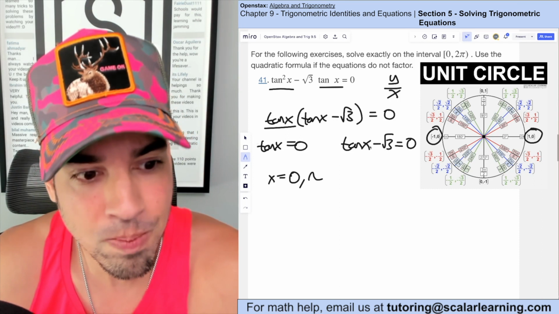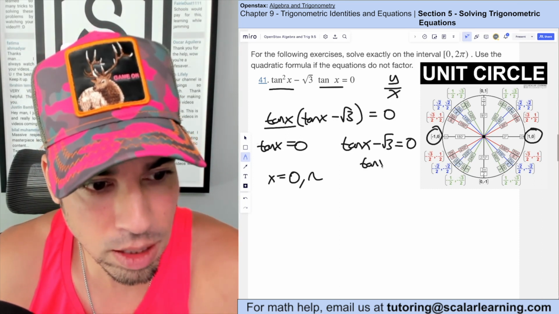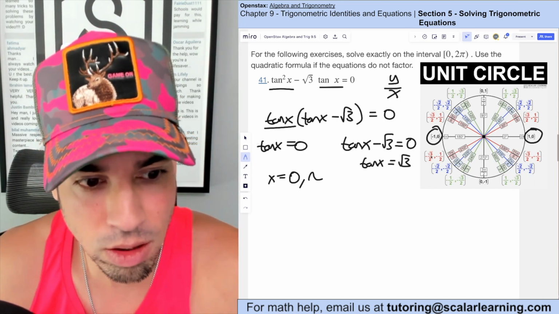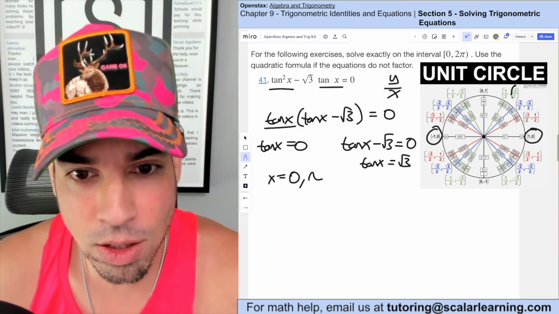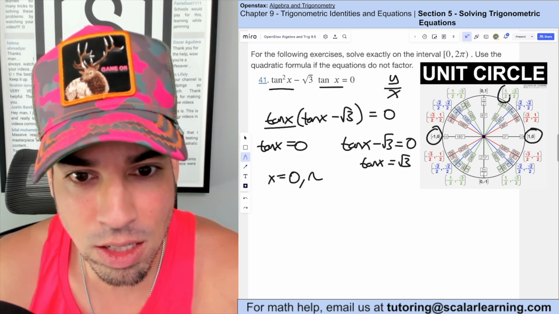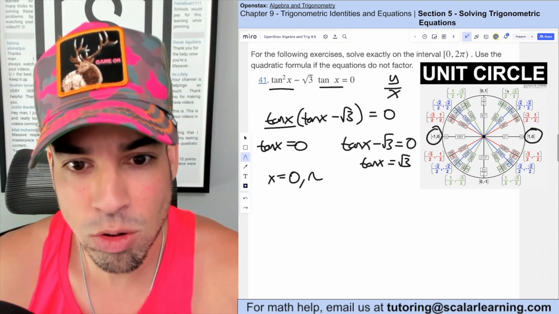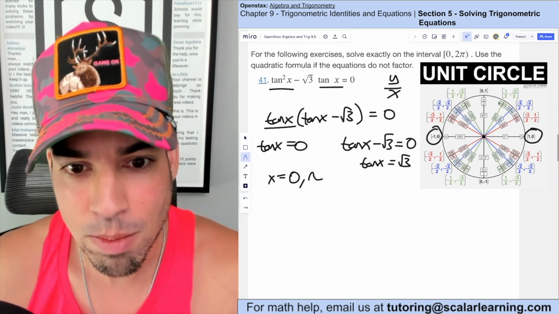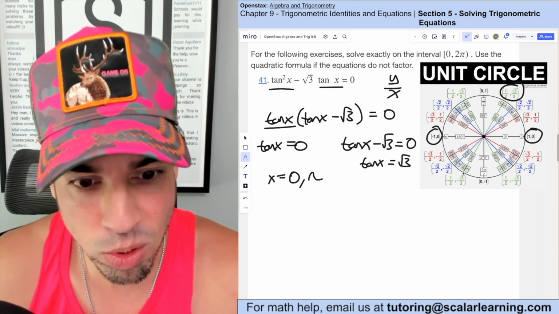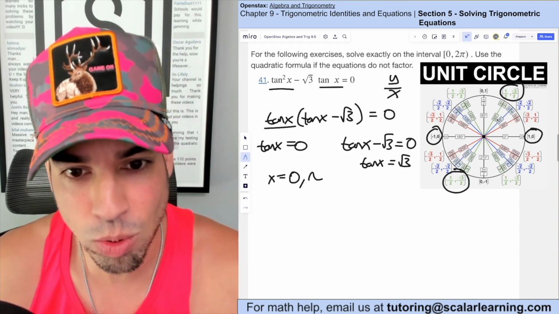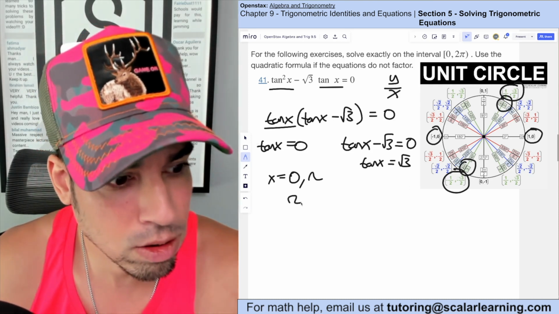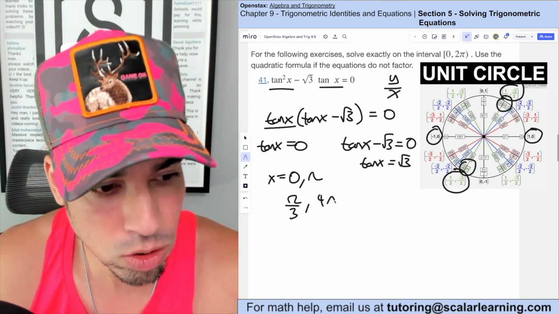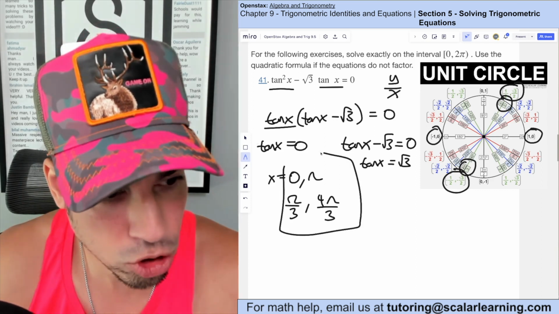Now over here, as I isolate, tangent of x is going to equal positive rad 3. Okay, when is this going to happen? This is going to be when my y value is rad 3 over 2 and my x value is 1/2, because rad 3 over 2 divided by 1/2 is rad 3. But it's also going to occur when they're both negative, because then the negatives will cancel out. So I got two more radian values. I've got pi/3 and I've got 4 pi/3. So these are the four solutions done.